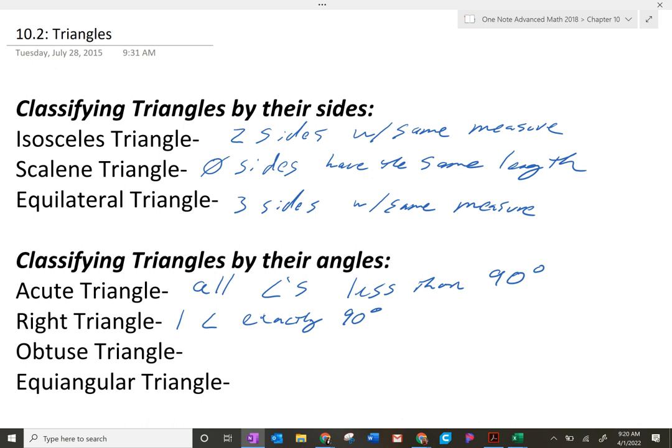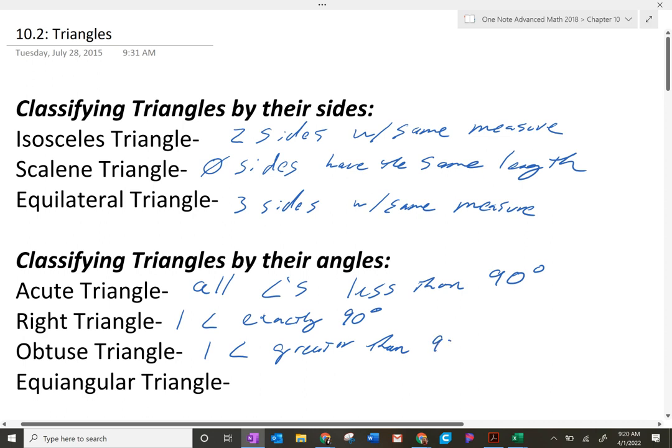The obtuse triangle has one angle greater than 90 degrees. Okay, and again, because triangles only add up to 180 degrees, I'm only able to have one of those angles that's above 90, the other two will have to be acute. But just know, if you have one angle that's bigger than 90, it's obtuse.